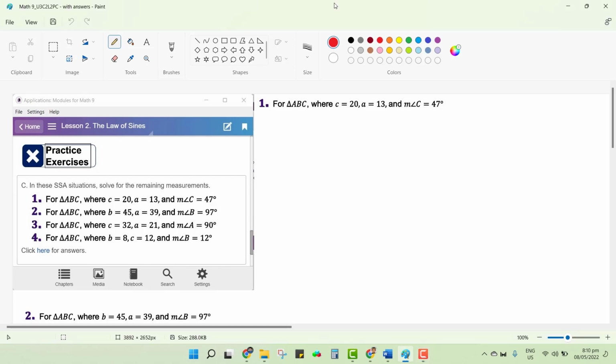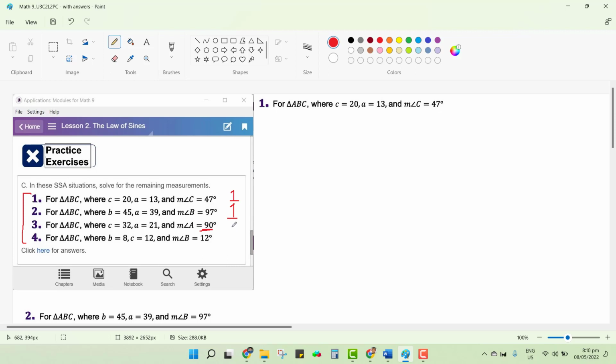Hello everyone! This is the last video for lesson number 2, the law of sines. In the previous video, we were able to identify the number of triangles that can be formed in these given situations. You might want to check that video. We have already identified that for number 1, there can only be one SSA oblique triangle that can be formed, as well as in number 2. Number 3 is not an oblique triangle since it has a 90-degree angle.